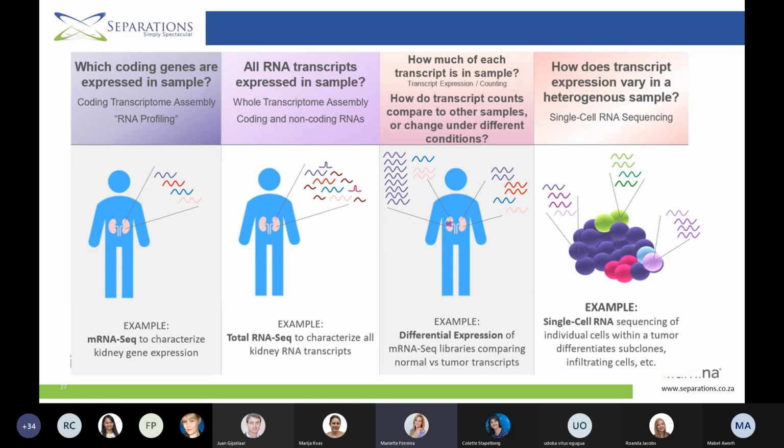And lastly, we may ask, and this is something that Peter also touched on last week with single-cell sequencing, how does transcript expression vary in heterogeneous samples? The same tissue might have different cells expressing different transcripts. And this is really important for something like cancer research, where you have tumors with differential subcolonies infiltrating the cells.